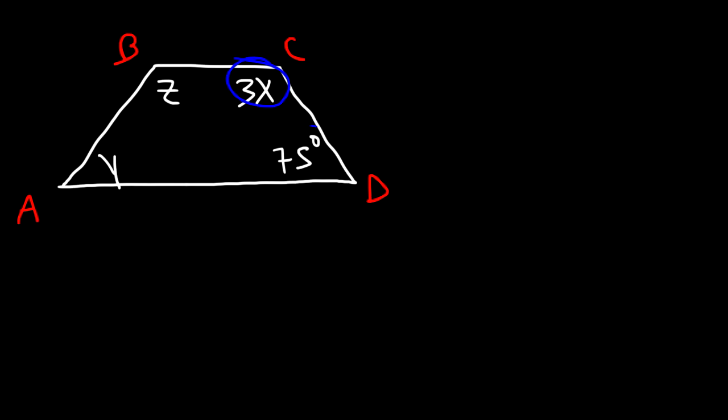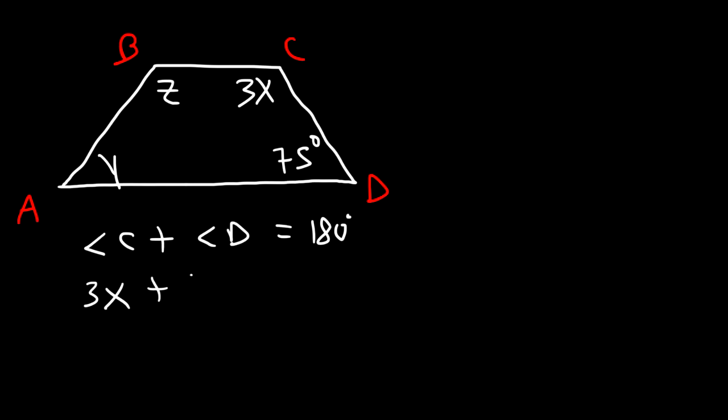Angle C and angle D are same side interior angles. Don't forget that BC is parallel to AD. So angle C and angle D are supplementary. So these two angles have to add up to 180, which means that 3x plus 75 is equal to 180.